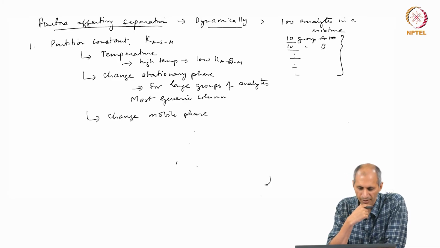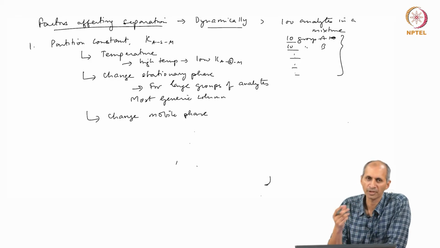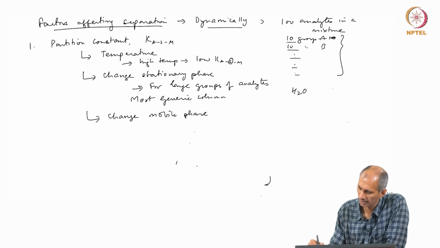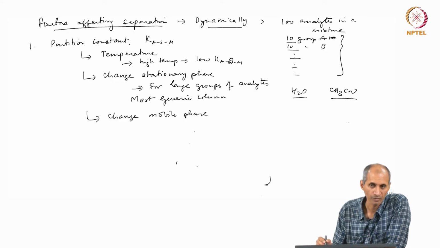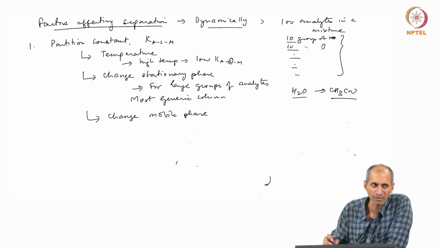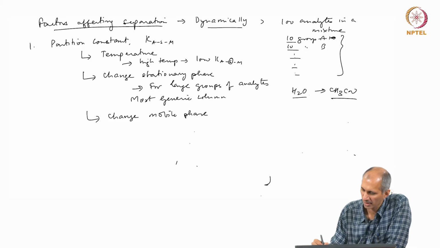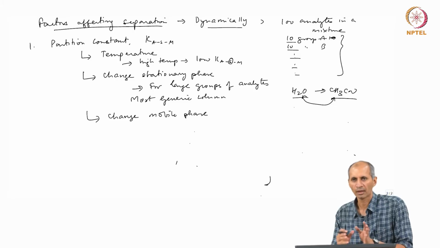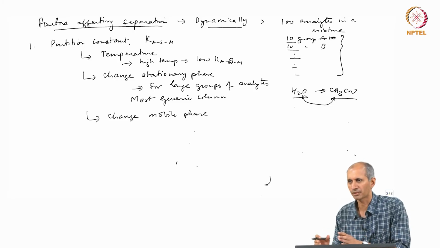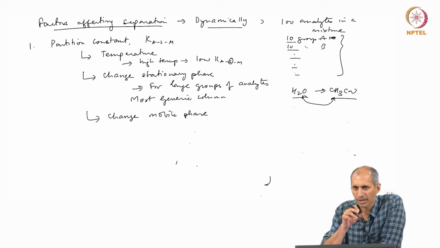For example, the mobile phase could be water, or it could be something like acetonitrile. If you look at water and acetonitrile, water is obviously more polar than acetonitrile. So you are decreasing the polarity a little by changing from water to acetonitrile. Acetonitrile and water are miscible, which means you can gradually change the polarity by adjusting the ratios of water and acetonitrile. You can make a mixture of these two, 1:10 or 2:8 and so on.